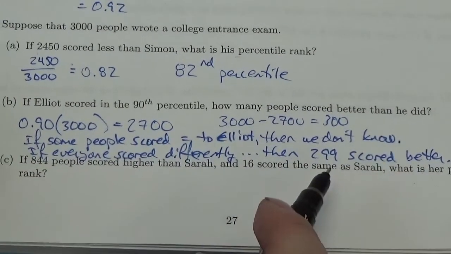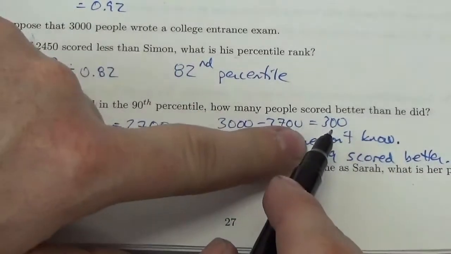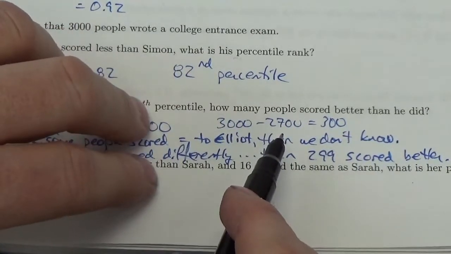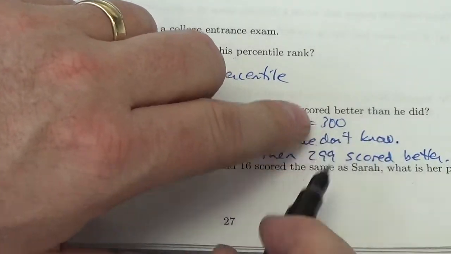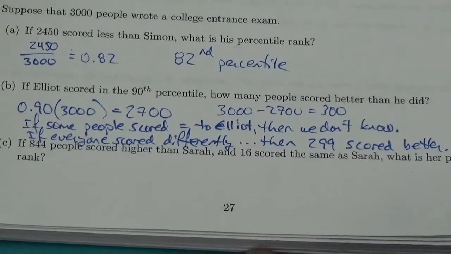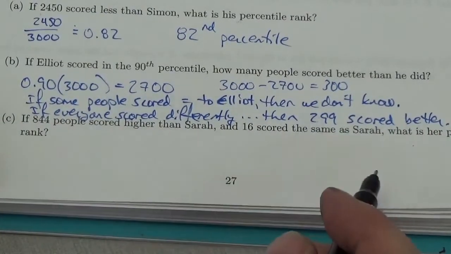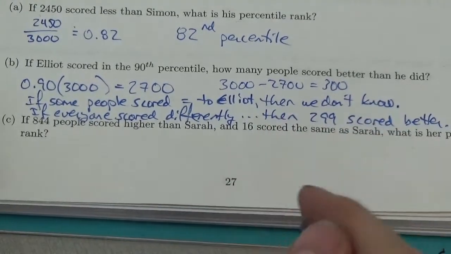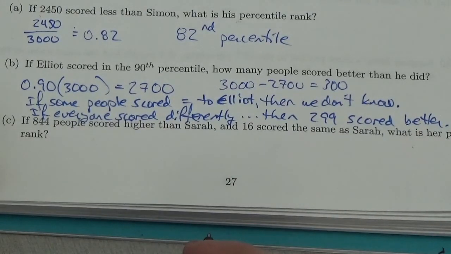Now, 299, because Elliot, there are 300 people that scored better than the 2,700 that we were just calculating here, right? 300 people did better, but Elliot is one of those, which means there are 299 others that must have necessarily done better than he did. If 844 people scored higher than Sarah, and 16 scored the same, what is her percentile rank?